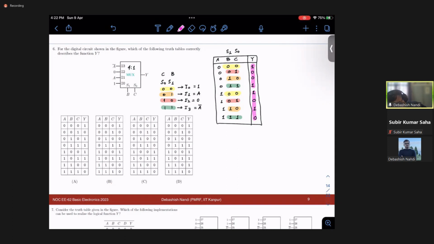So this is 0 1, right? S1 is B, S0 is C. 0 0 becomes 1, 1 0 becomes 0. Just let me freshly do it, okay?